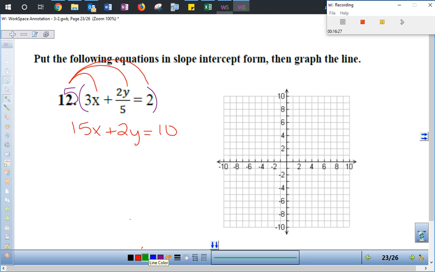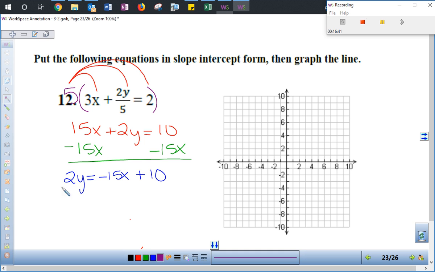Now I have a normal equation that I can solve for y. So I'm going to subtract 15x from each side. And I'll be left with 2y equals negative 15x plus 10. Then I can divide each term by 2. And I'm left with y equals negative 15 divided by 2 doesn't work out, so I'm going to leave it as negative 15 over 2 x plus 5.